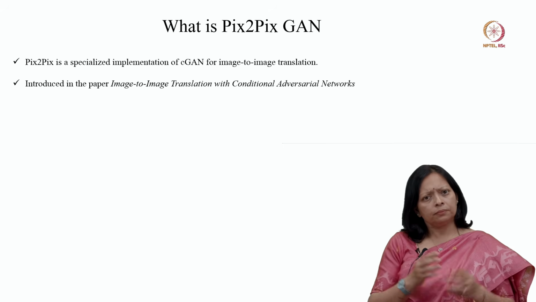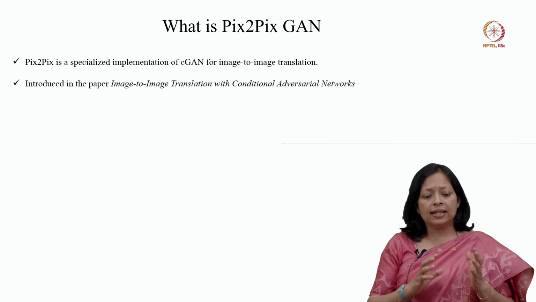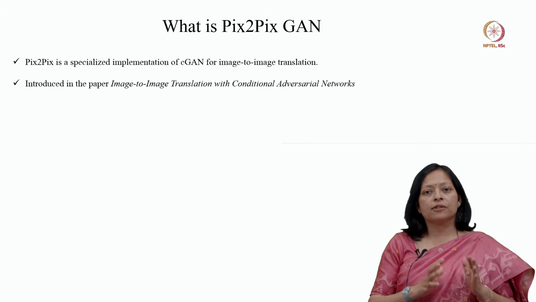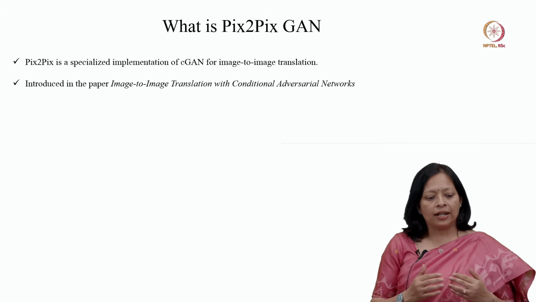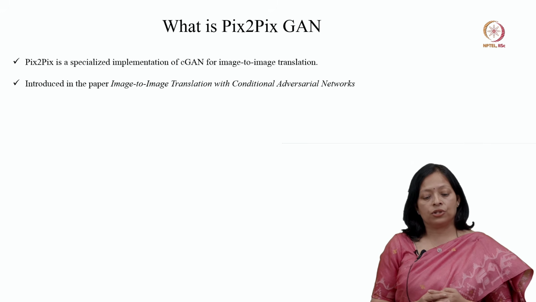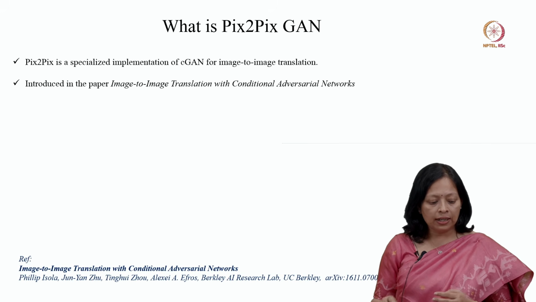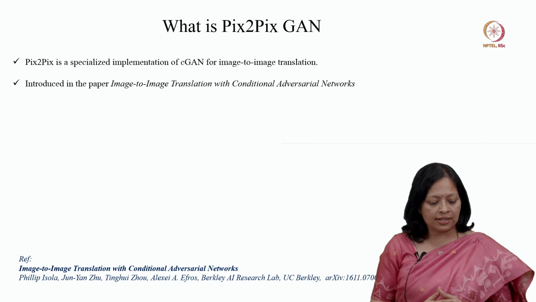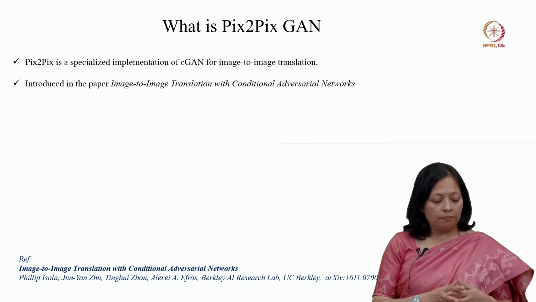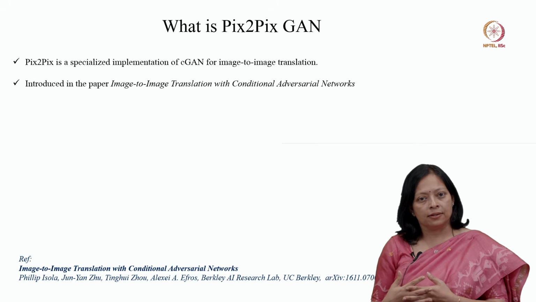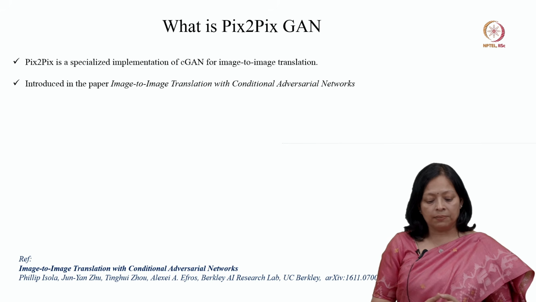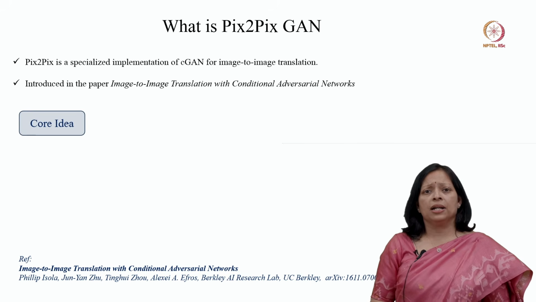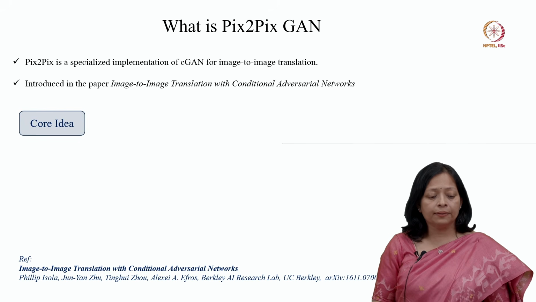So, basically Pix2Pix is a specialized implementation of conditional GAN. It itself is a conditional GAN, but it is specialized for image to image translation, and it was introduced in the paper Image-to-Image Translation with Conditional Adversarial Networks by Phillip Isola and his team from Berkeley AI Research Lab. Okay. So, we will see what is the core idea behind this Pix2Pix GAN.